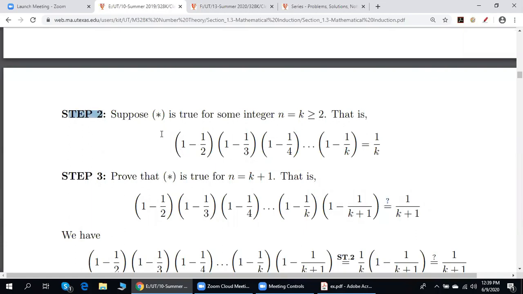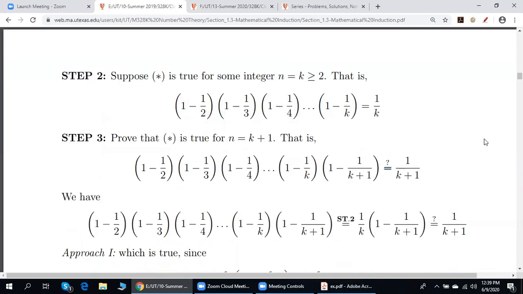In step 2, we do not put question mark. We assume that this is true. Here we put question mark. We want to prove it. How do we prove it? Copy the left-hand side. Done.